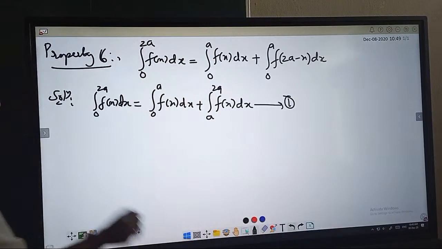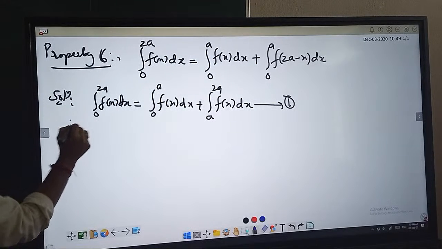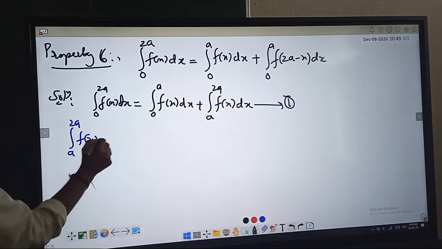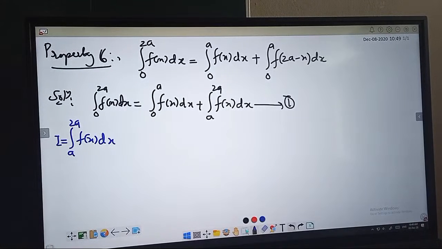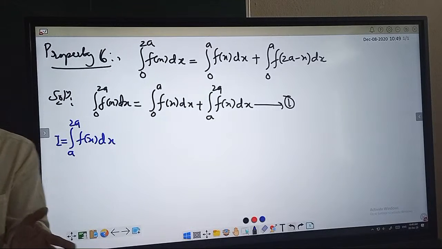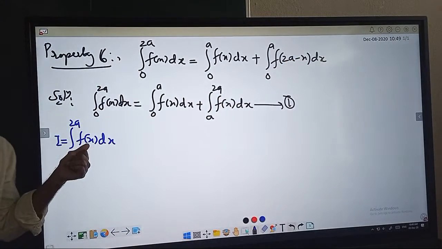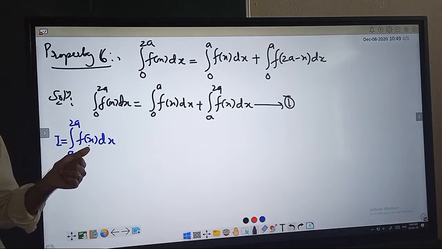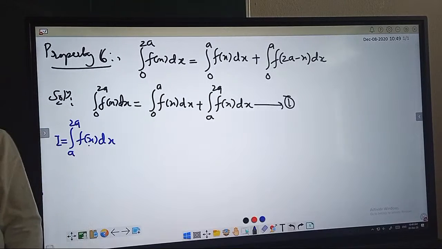Let us say here I will take blue color. Blue color is integral from A to 2A of f of x dx. I say it is I. I want to make it as 2A minus x. But where x is there, I cannot put 2A minus x. What I have to do? 2A minus t.